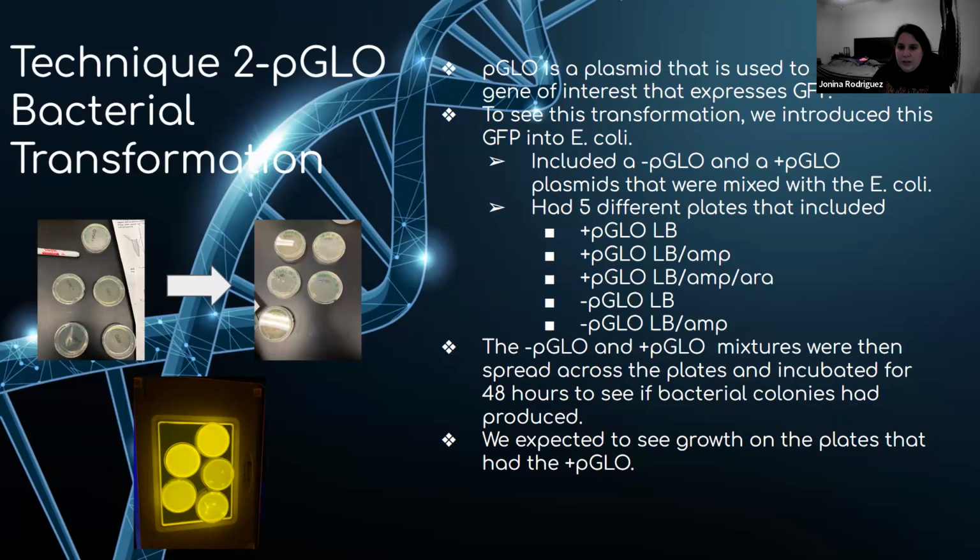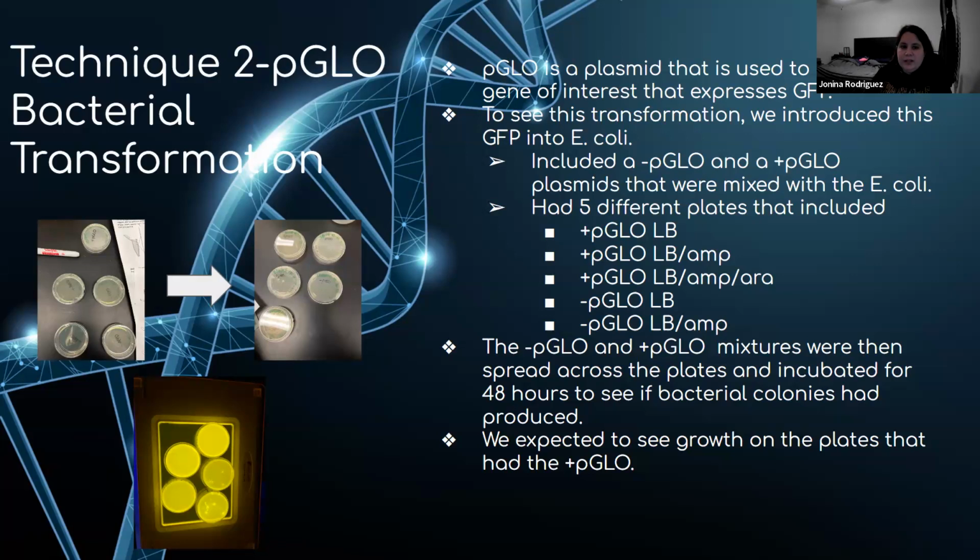And in order to see this transformation, we introduced this pGLO and the GFP into E. coli. The pGLO that we had was either a negative pGLO or a positive pGLO, so one of them didn't have pGLO in it, one of them did. And they were mixed with the E. coli, so that when we put them on the plates, we would be able to see any bacterial colonies once we let them incubate.